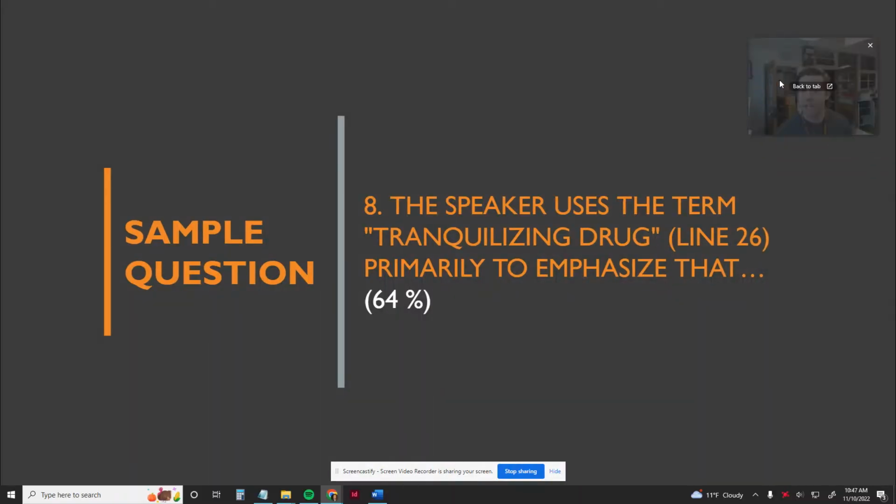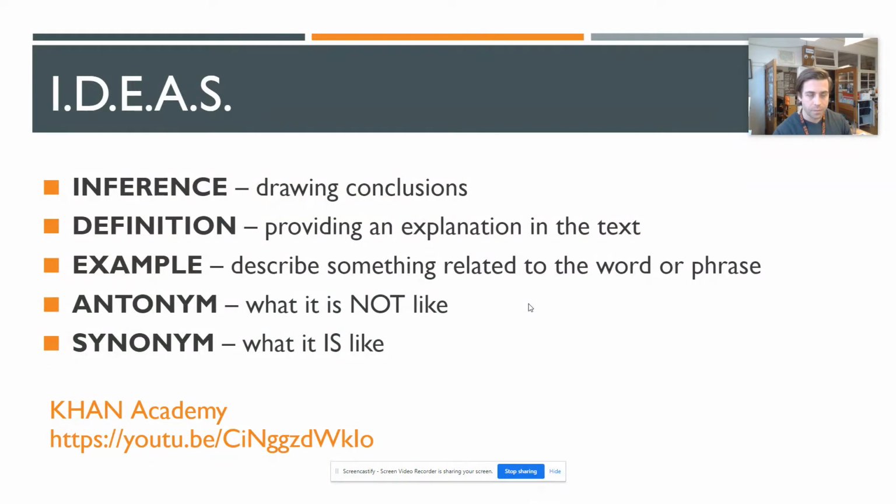So an example of this would be question 8 on our pretest, where Martin Luther King uses the term tranquilizing drug to emphasize something. And about 64% of students got that right. So I've got a good feeling about this particular lesson. So what we can do, we'll start off with some strategies that you can use to help identify terms that you may not initially know what they mean.